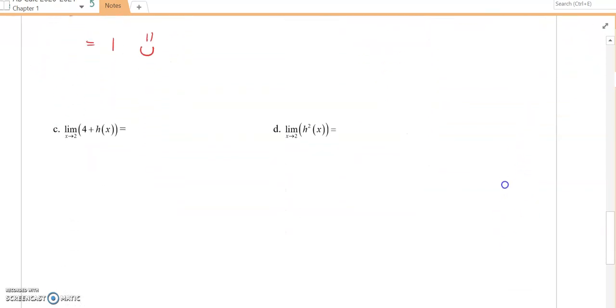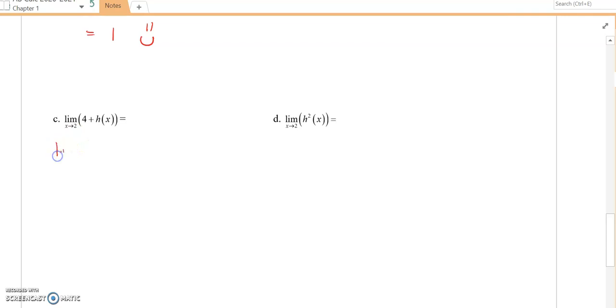All right, we're going to move on to these next two. I'm going to work through C with you briefly, because it's really not complicated, but in past years when kids are assessed on it, a lot of my students get it wrong. So I have the limit as x approaches 2 of 4 plus the limit as x approaches 2 of h of x. This is the limit that students tend to not know what to do with.